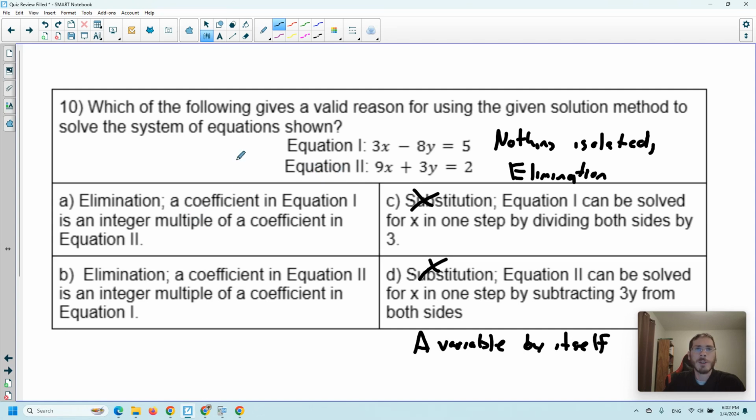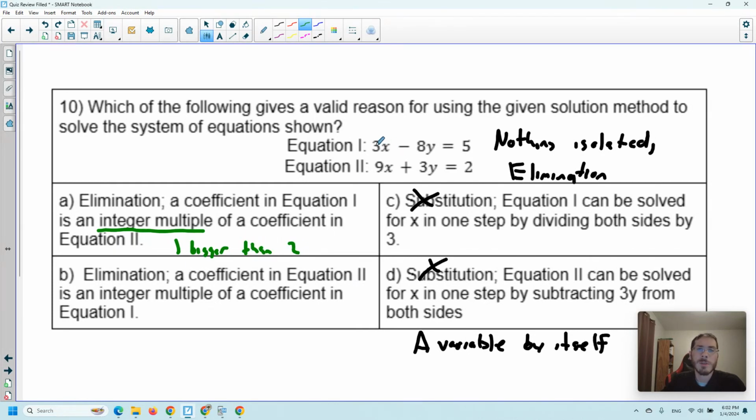So now we have to look at the reasons. So the reason for this one says a coefficient in equation 1 is an integer multiple of a coefficient in equation 2. So integer multiple would mean that the numbers in 1 are bigger than 2.